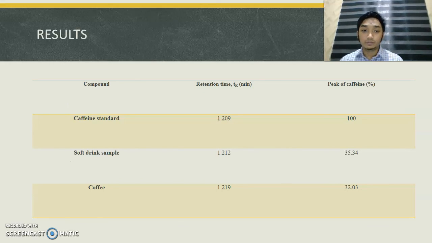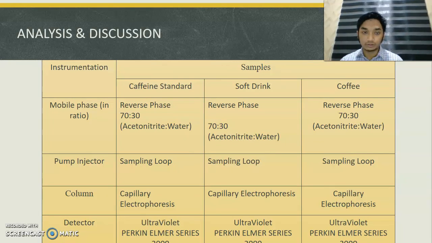This is the result after the conducted experiment. This is the analysis of the caffeine standard using the mobile phase, reverse phase, and the soft drink and coffee are also using reverse phase. The pump and injector are also the same for the 3 samples, using a sampling loop. The column is also the same, and the detector is the UV Perkin-Elmer series 2000.